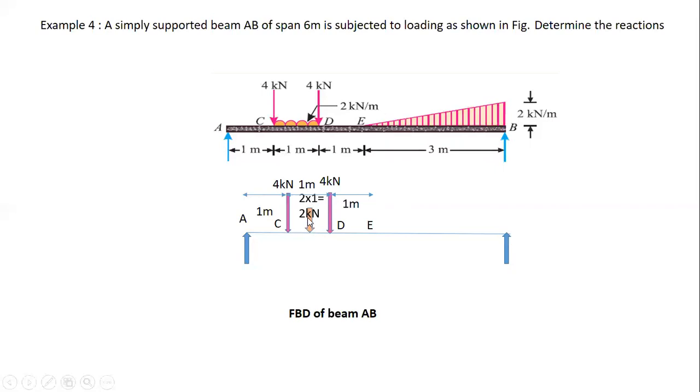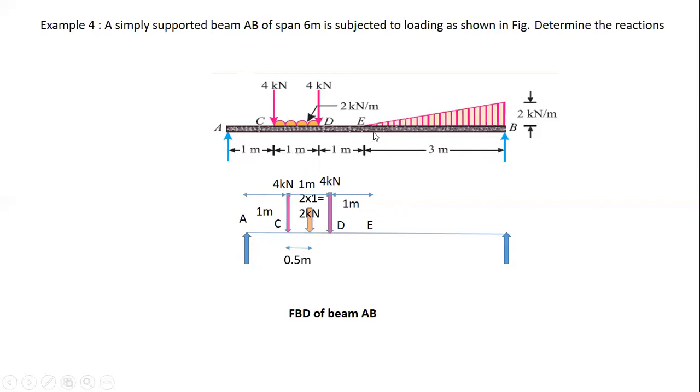We have to mention the distance also. From the end C, the starting point, it will be acting at half of the distance. Half of the distance means it is acting at 0.5 meter from the end C, not from A. Since it starts to act from C to D, we have to consider this distance only. So from C, it is acting at the midpoint. The midpoint of 1 meter is 0.5 meter.